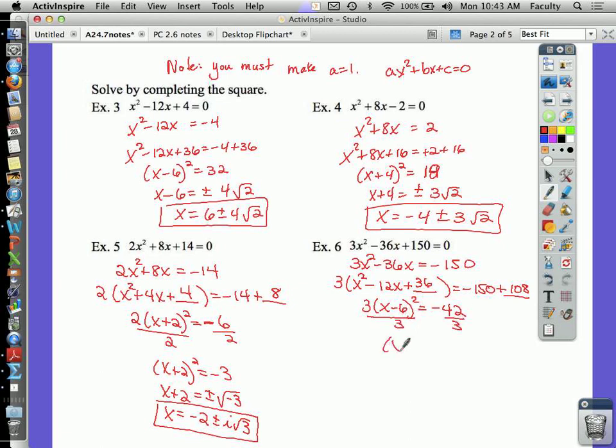Divide by 3, and I get x minus 6 squared equals -14. X minus 6 is plus or minus the square root of -14. So x is 6 plus or minus I radical 14. We put I in front of a radical so it doesn't look like the I is underneath the radical. Okay, any questions with these 4 right now? Alright, then let's continue.